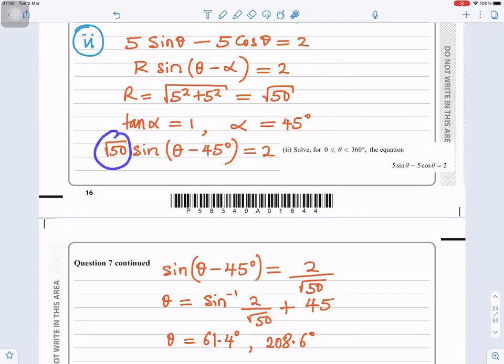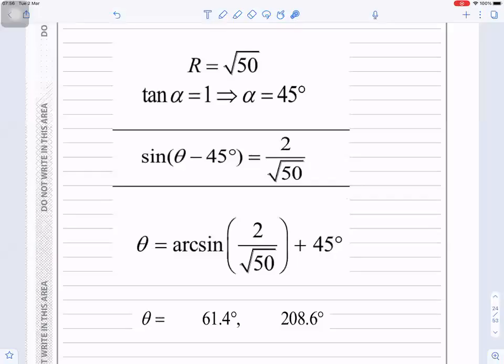So we take square root of 50 to the right. It becomes divided by square root of 50. And then the angle is inverse sine of 2 over square root of 50. Take minus 45 to the right, add 45. So you will get your answers to be 61.4 degrees and 208.6 degrees. So that's the same working out, 61.4 and 208.6. This is written neatly.